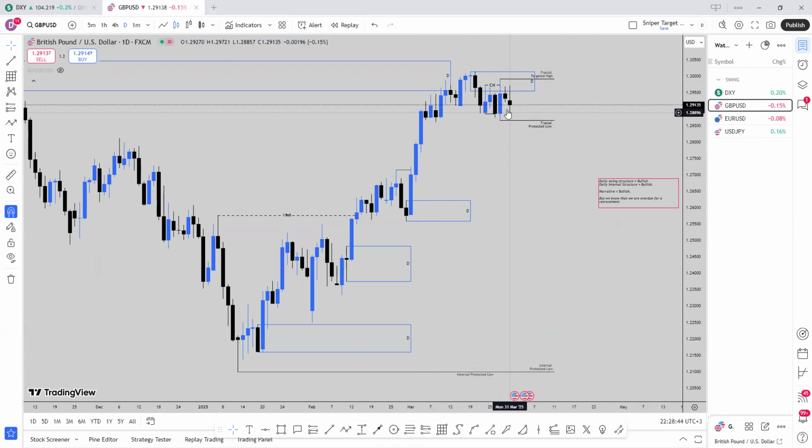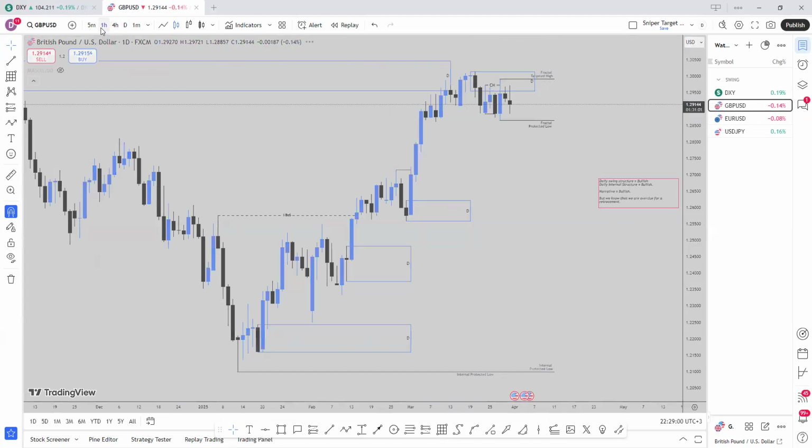Okay. But is it tradable? Yes, it is tradable. You can find some good trading opportunities. But for me, I chose to stay out of this market. That is why I decided to do GBPUSD as the last pair.